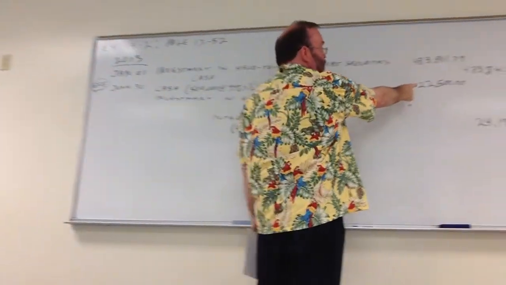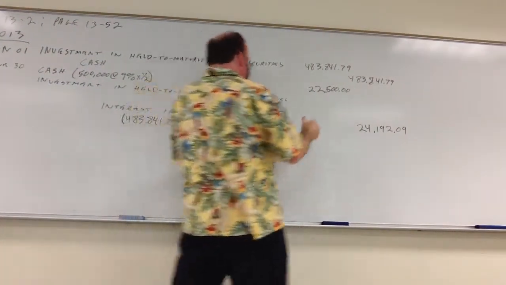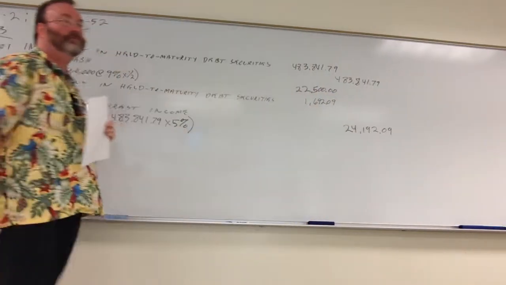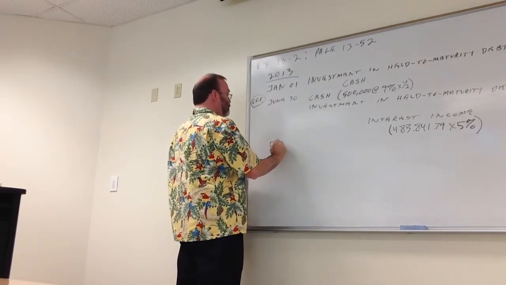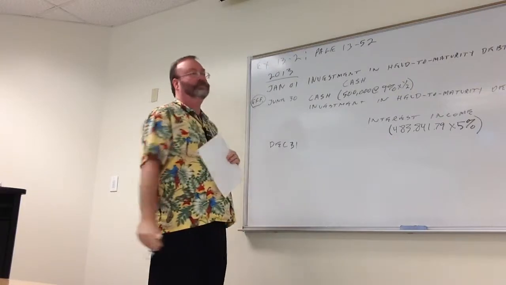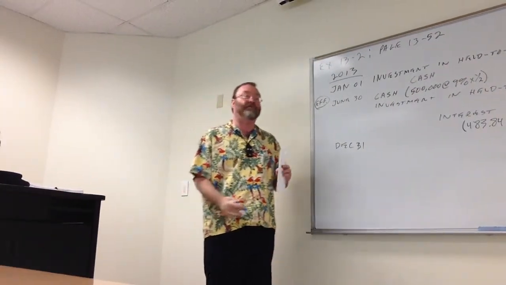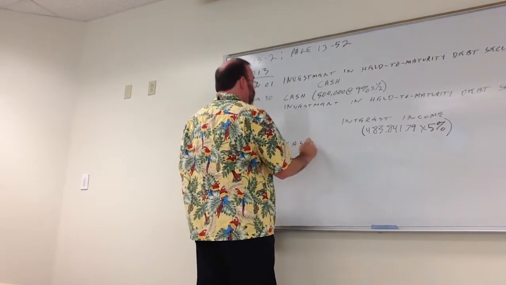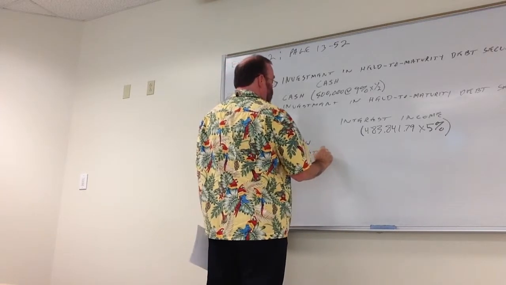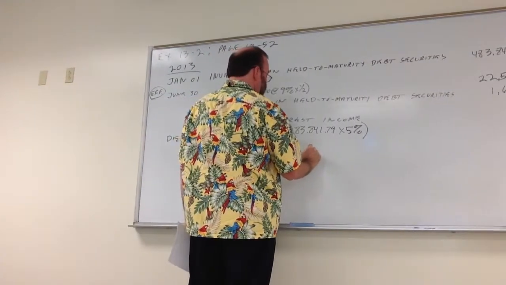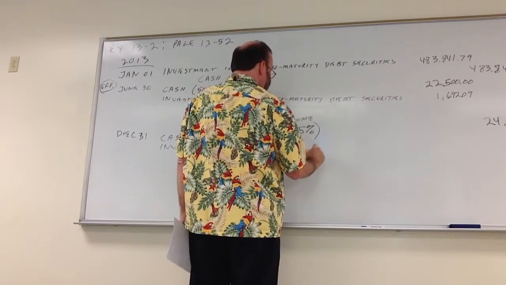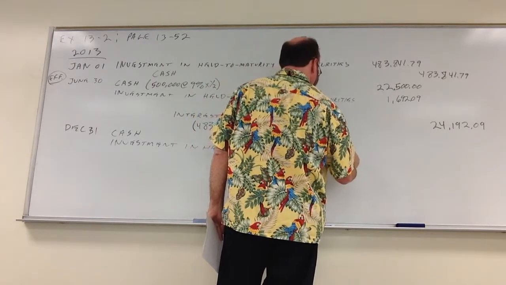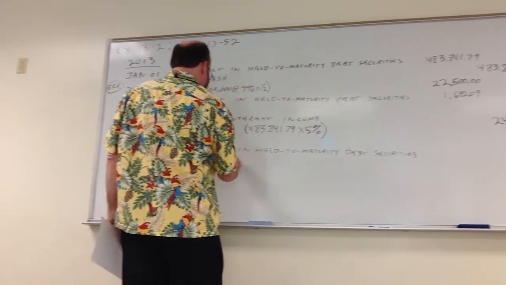The difference between the cash that we receive and the interest that we earn is the amount of amortization. In this case, $1,692.09. With the effective interest rate, this calculation is now going to change every time we make an entry. So on December 31st, we're going to debit cash, and we're going to debit the investment in held to maturity debt. And we'll credit interest income.